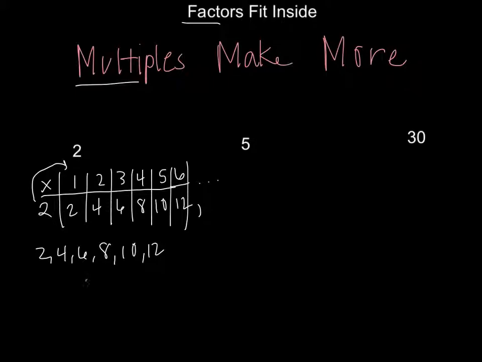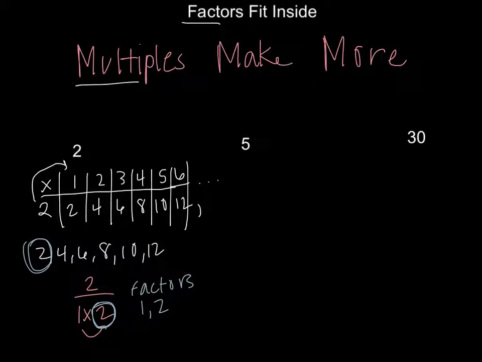So if I wanted to talk about the factors of 2, I would ask myself what fits inside of 2. And I would start with 1 times 2. And that's actually my turnaround point because the next number to check would be 2. And that's the largest number that will fit inside of it. So notice that 2 is a factor and a multiple of itself. But also notice that factors are limited. I only have 1 and 2 as factors, but multiples will go on forever and ever.